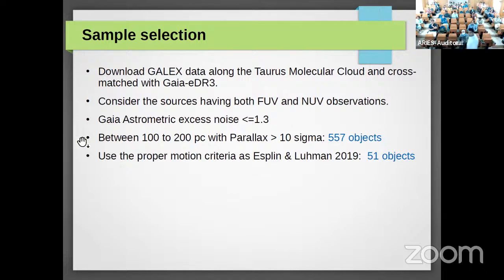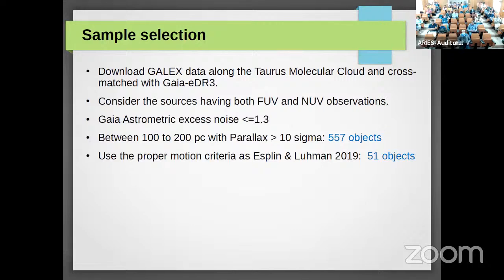Some of the astrometric part comes from Gaia, and then finally we used the proper motion cut to come up with the 51 objects which we found have UV emission. Sorry, the UV observation.